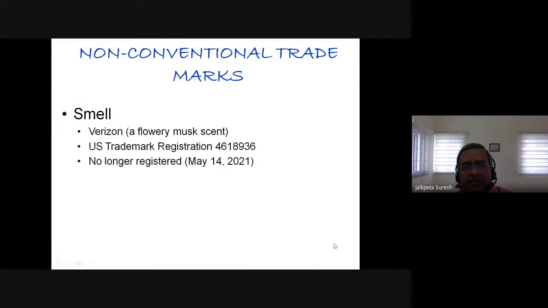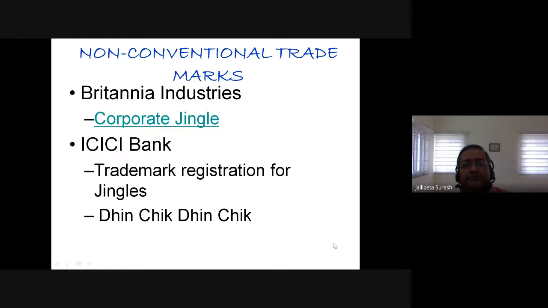Whereas in case of a smell, in US, smell as a trademark registration is allowed, which is the Verizon, as I was mentioning. They registered for the smell, and it is no longer valid because trademark registration initially is valid for 10 years. And if you want to continue, you should keep on renewing it till the time you require. Otherwise, it will be abandoned.